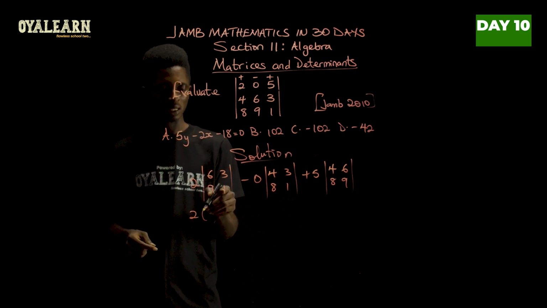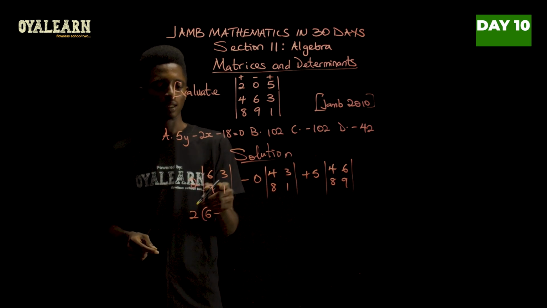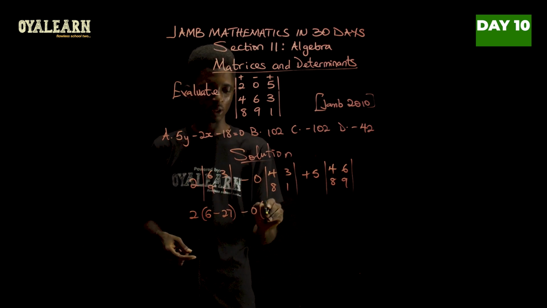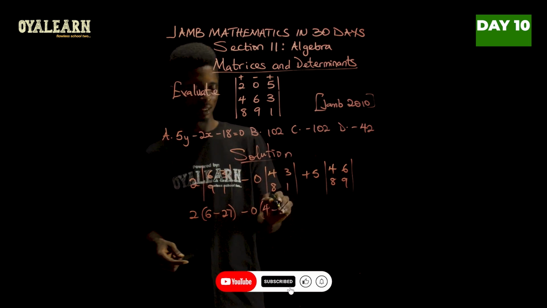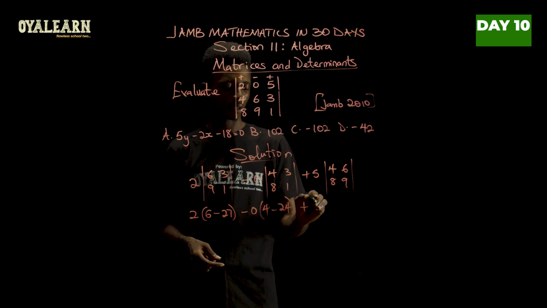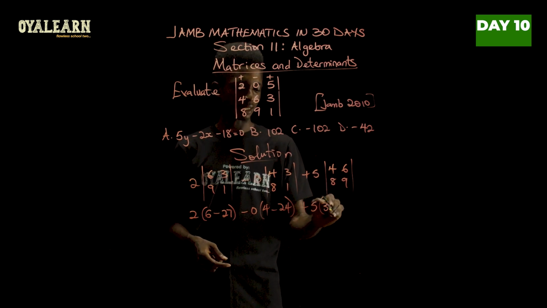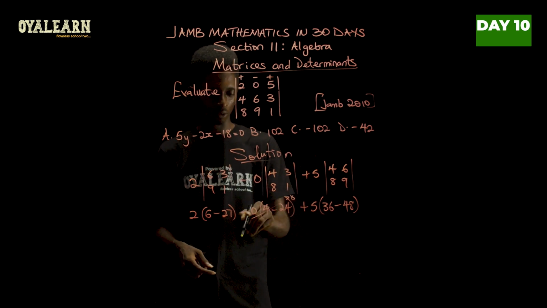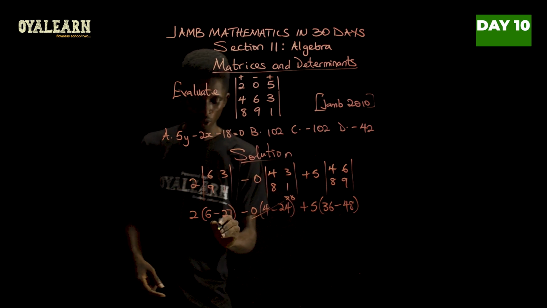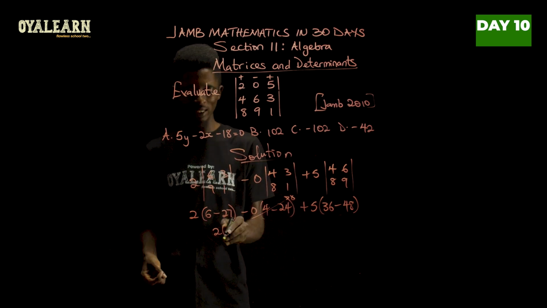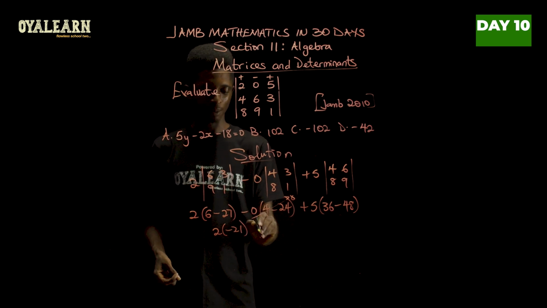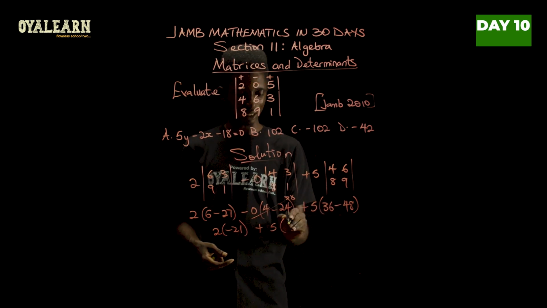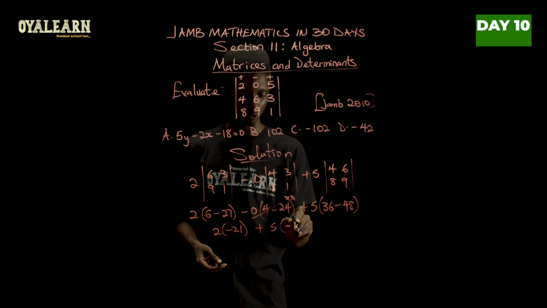So now we would have 2 into 6 times 1, which is 6, minus 9 times 3, that's 27, minus 0 into 4 times 1, 4, minus 8 times 3, that's 24, plus 5 into 4 times 9, that's 36, minus 8 times 6, which is 48. Now, we know this is going to tend to 0, because 0 times anything gives us 0. So we'll focus on these two now. So we'll have 2 multiplied by 6 minus 27 will give us minus 21. Then plus 5 into, now 36 minus 48. Now in this case, we also have negative 12.